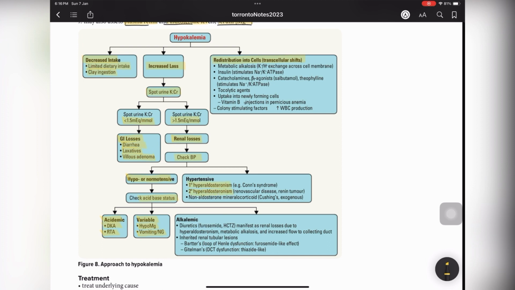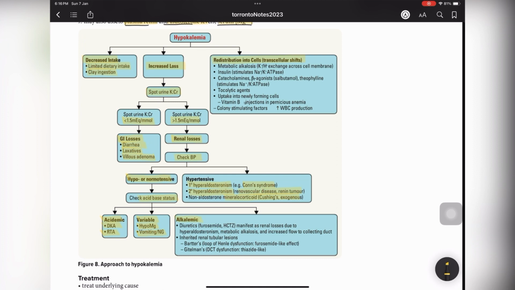And then if the patient is hypertensive, there could be primary hyperaldosteronism, Conn syndrome, secondary hyperaldosteronism, renovascular disease, or renal tumor. Excess mineralocorticoid, that is Cushing's disease, or exogenous aldosterone secretion.